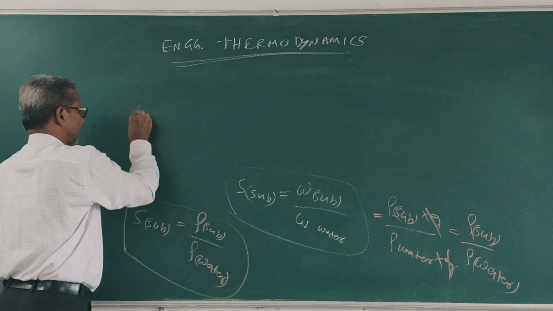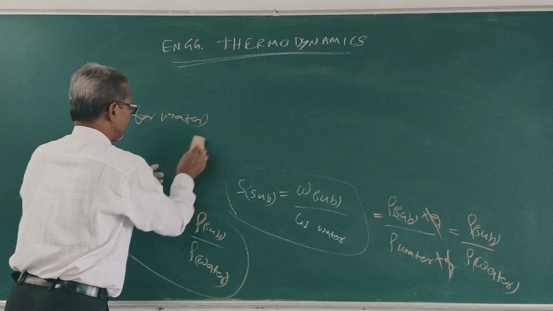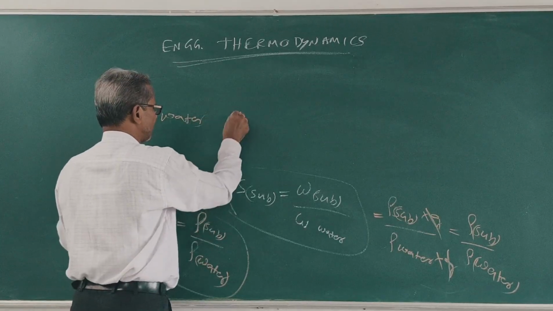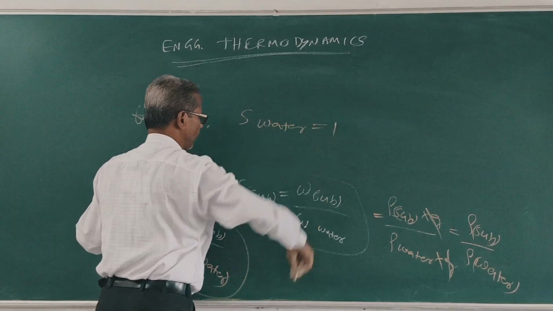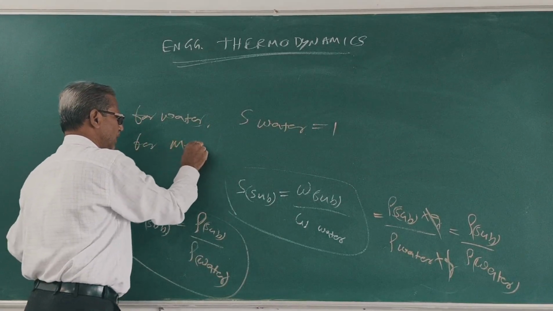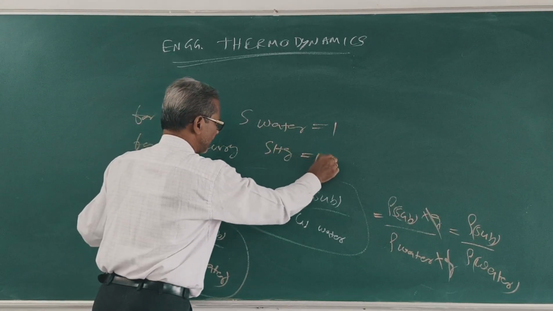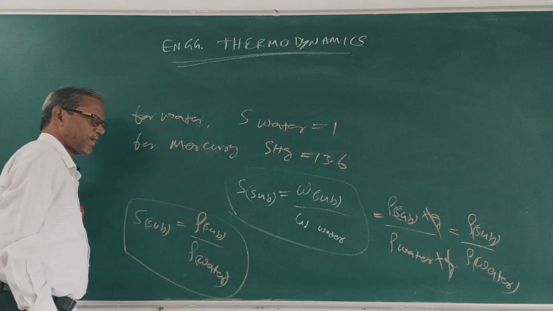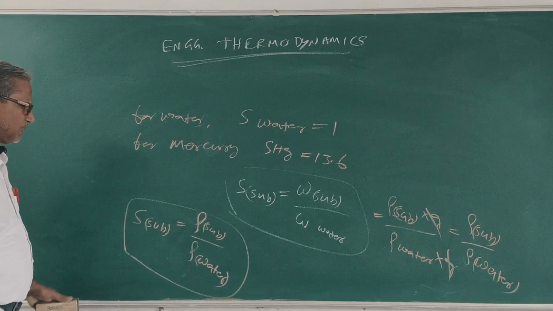For water, S water is equal to 1. For mercury, SHg is equal to 13.6. Clear? Similarly, what is rho Hg?